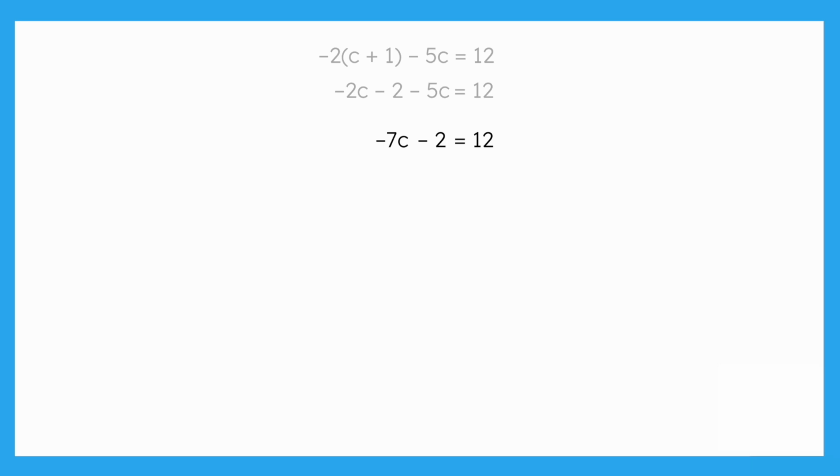To solve negative 7C minus 2 equals 12, I start by adding 2 to both sides, leaving me with negative 7C equals 14. Then I divide both sides by -7. -7c divided by -7 is just c. And 14 divided by -7 is -2. So c equals -2.